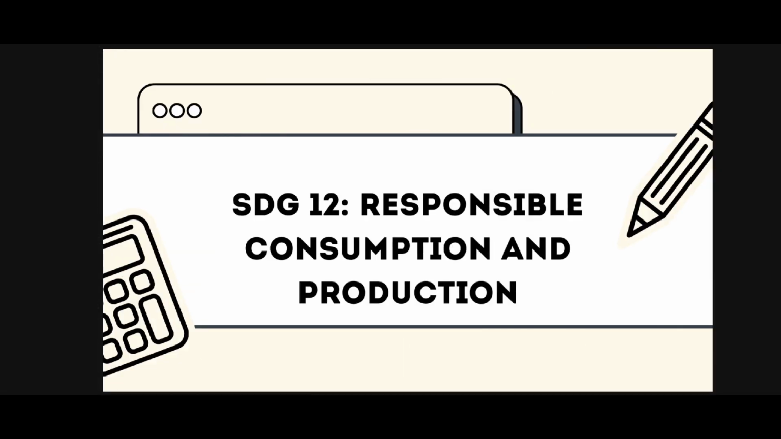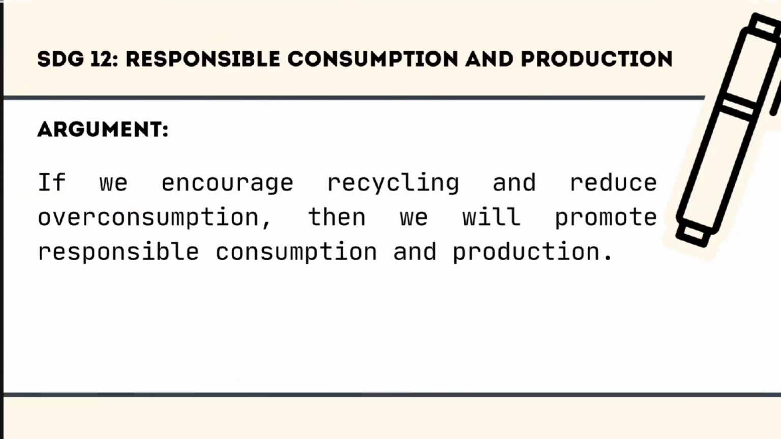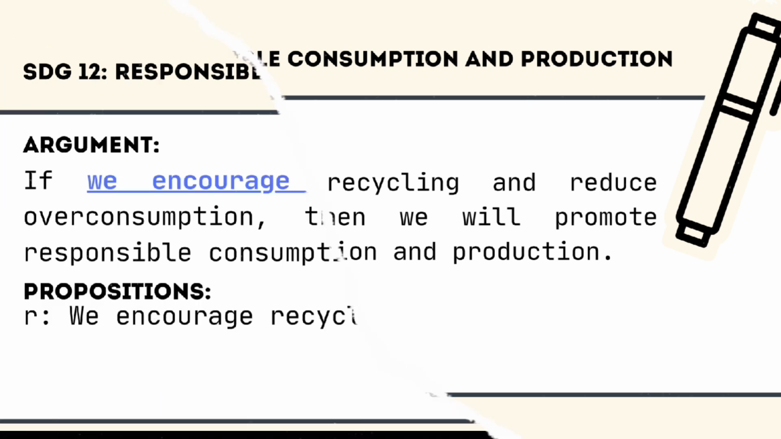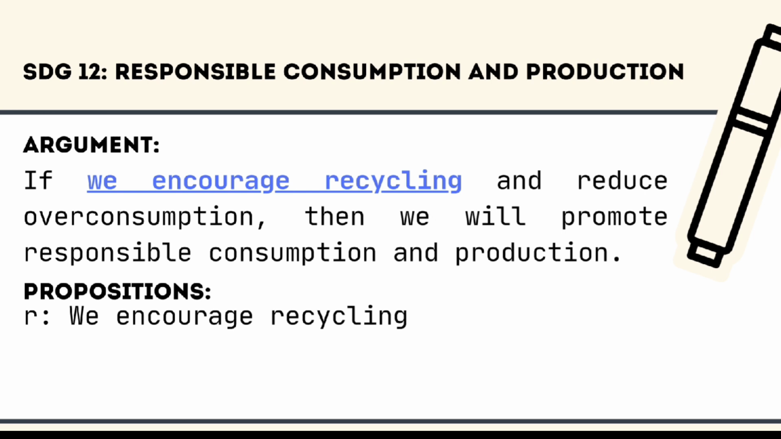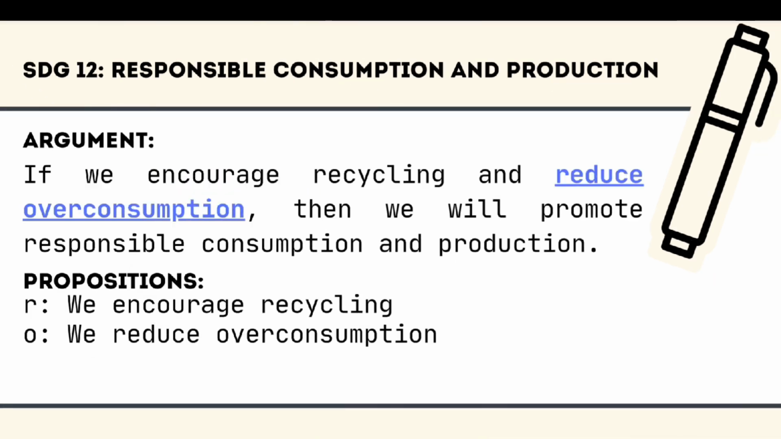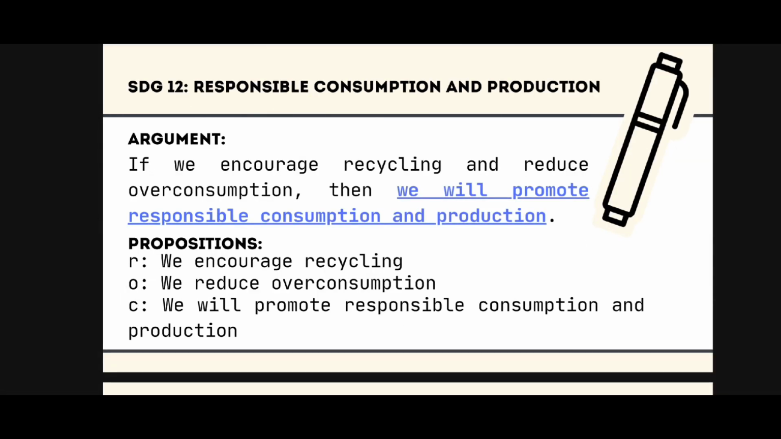And the third and last SDG is SDG 12, responsible consumption and production. And the argument we have in SDG 12 is, if we encourage recycling and reduce overconsumption, then we will promote responsible consumption and production. And the propositions are, first is R, we encourage recycling. Next proposition is O, we reduce overconsumption. Then the last proposition is C, we will promote responsible consumption and production.